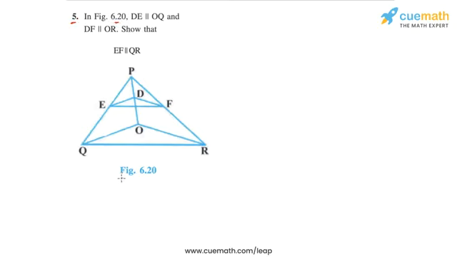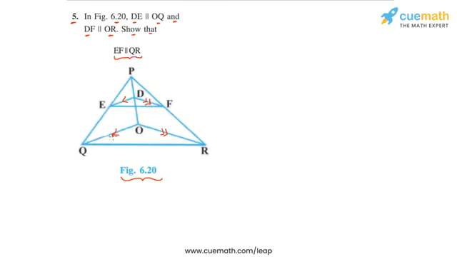This is figure 6.20, in which DE is parallel to OQ and DF is parallel to OR. So DF, this segment here, is parallel to OR. Using this, we have to show that EF is parallel to QR.